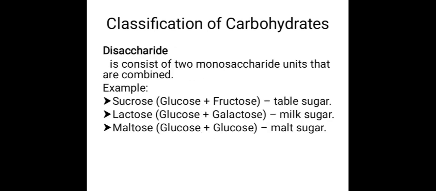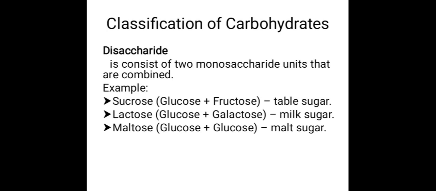Okay, so next we have disaccharide. Disaccharide consists of two monosaccharide units that are combined. From the term di, meaning two, there are two monosaccharide units that are combined. An example is sucrose, which is a combination of glucose and fructose. Remember, disaccharide is two monosaccharide units combined. So sucrose is a combination of glucose and fructose, and sucrose is also known as table sugar.